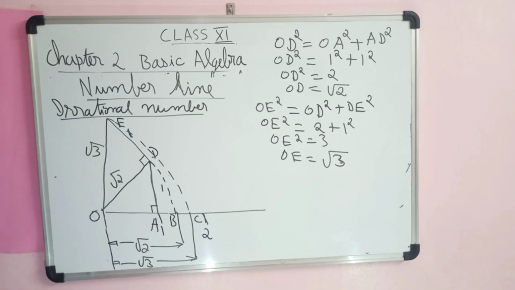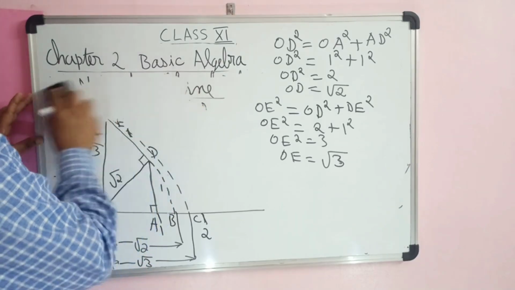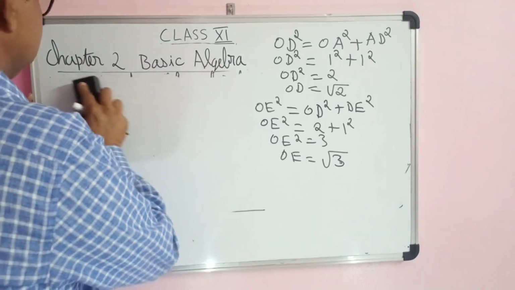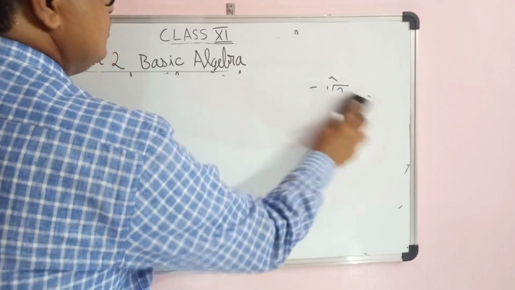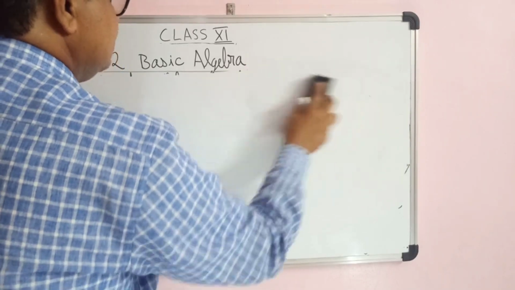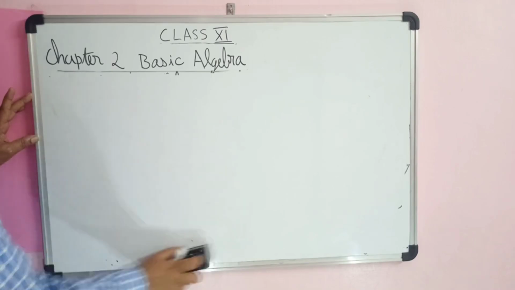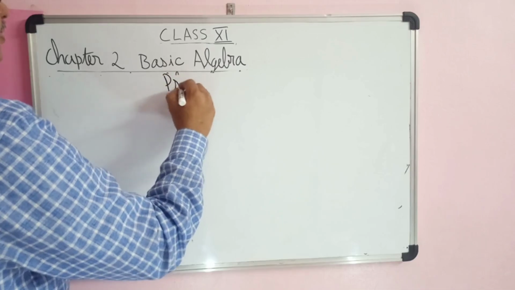The next one, properties of real numbers. The next subtopic is properties of real numbers. We have 12 properties of real numbers which are very important in algebra. Properties of real numbers.